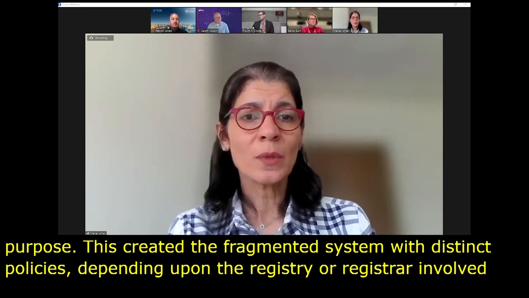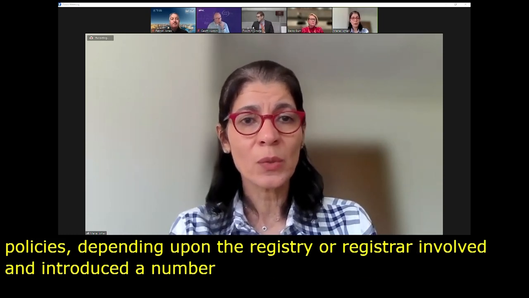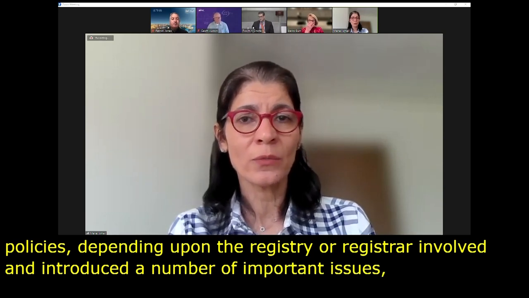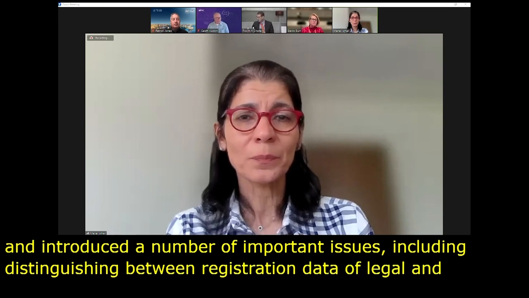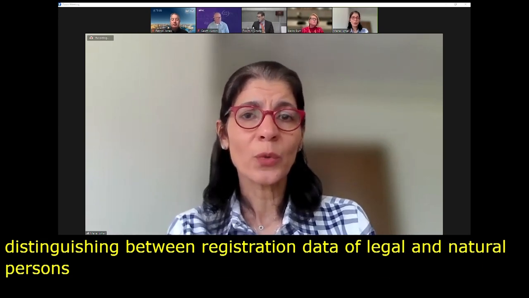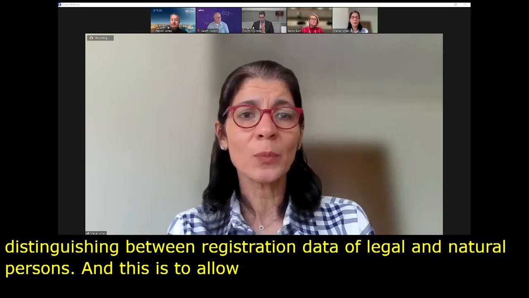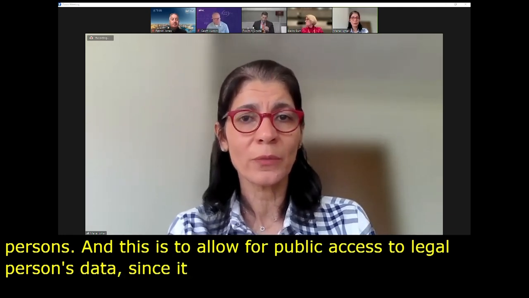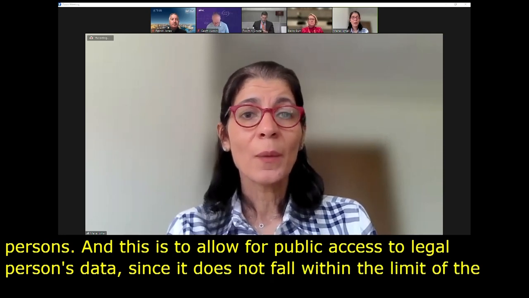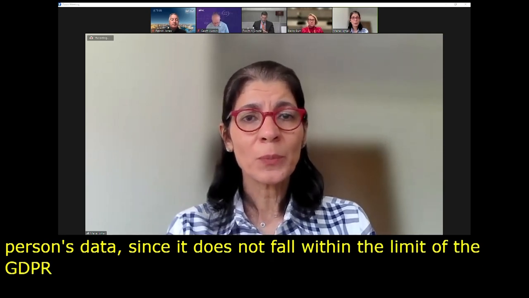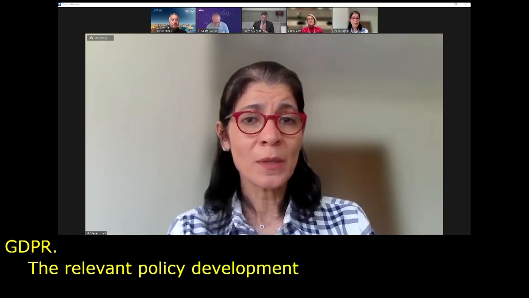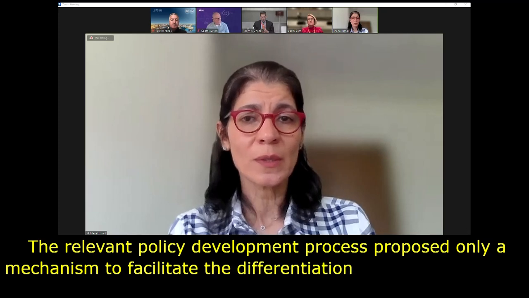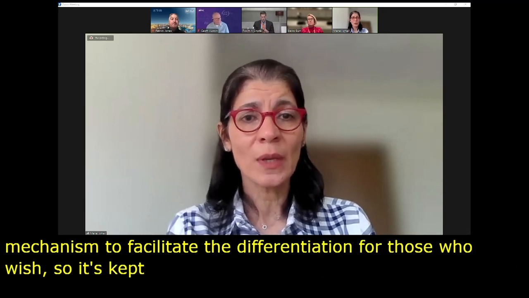and introduced a number of important issues, including distinguishing between registration data of legal and natural persons. And this is to allow for public access to legal persons' data, since it does not fall within the remit of the GDPR. The relevant policy development process proposed only a mechanism to facilitate the differentiation for those who wish, so it's kept merely as an option.